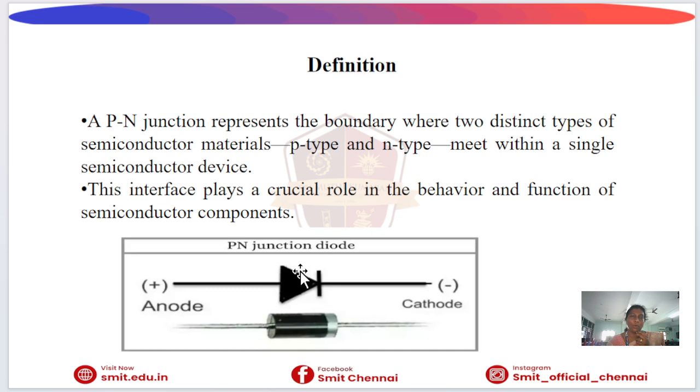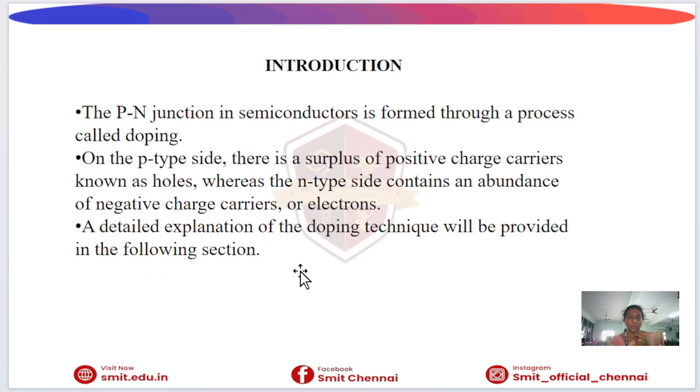The important point is that the PN junction is the heart of the diode, because all diode action occurs at the junction. The next topic is the introduction. Pure silicon is not a very good conductor. To improve the conductivity, impurities are added intentionally. This process is called doping.